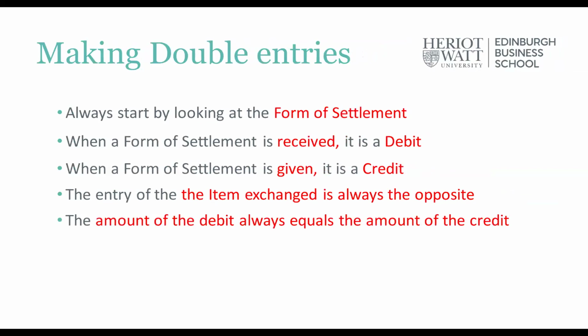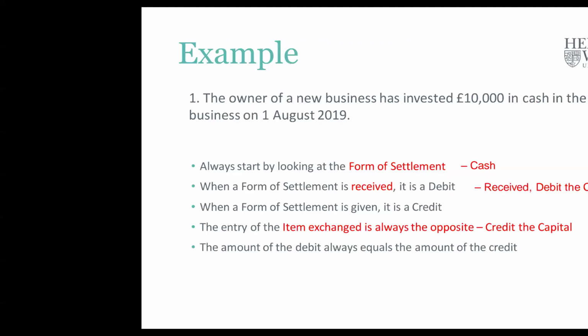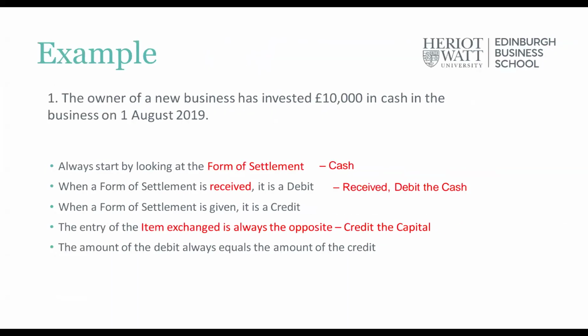So the key message I'm repeating is that the double entry rule is that there is always a giving account and a receiving account. Now, let's have this example. The owner of a new business has invested 10,000 pounds in cash in the business on 1st August 2019.